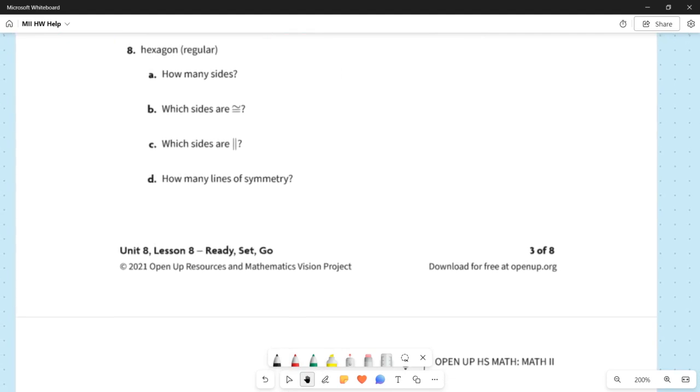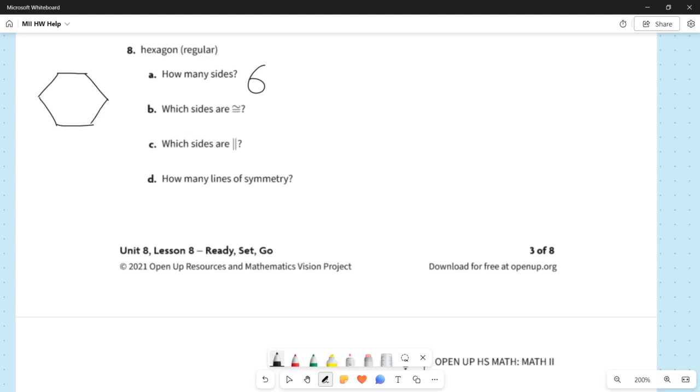Question 8. Question 8 is talking about a regular hexagon. So a regular hexagon, see how well I can draw this. All right, that's not too bad. So a regular hexagon looks like this. The definition of a hexagon is that it has 6 sides. That's what makes it a hexagon. So if you didn't know that vocab, I would encourage you to try to remember that term. It's a handy term to know that a hexagon has 6 sides.